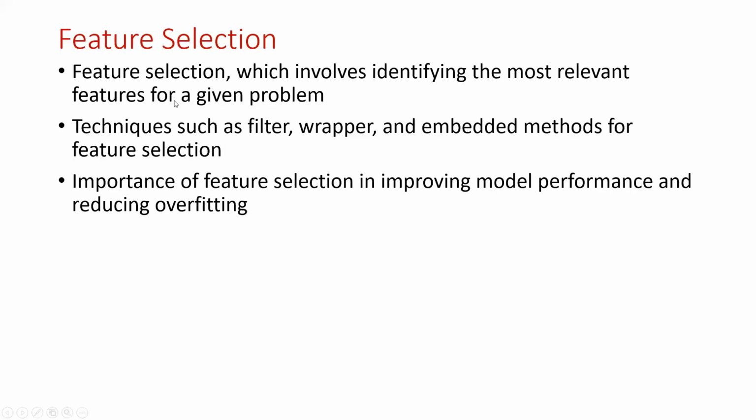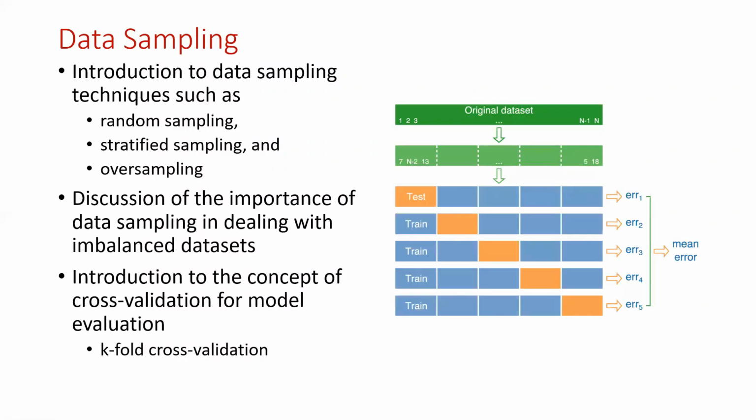Feature selection is again one of the things: which feature is important and which features we should use in building our model. That is important. Then there is something called data sampling. What is data sampling? Can anybody tell? What do you mean by data sampling, and why do we do data sampling?